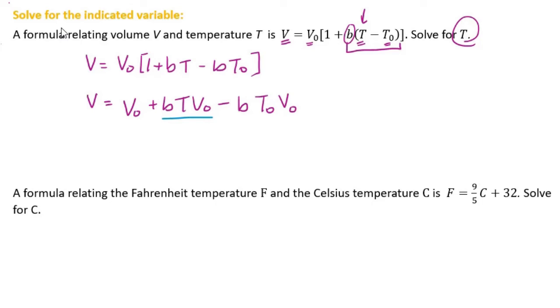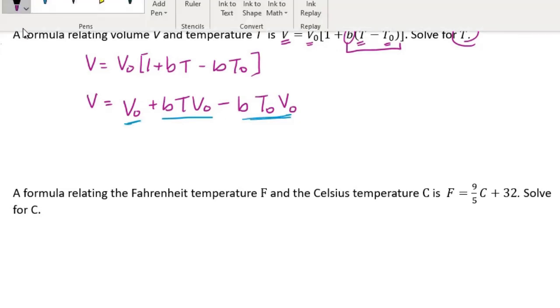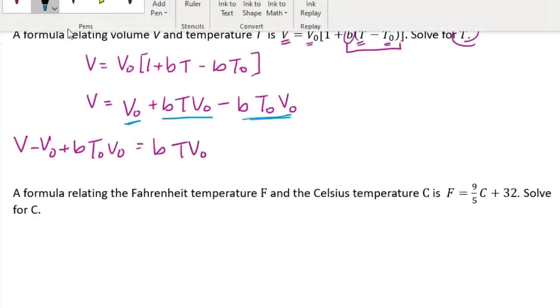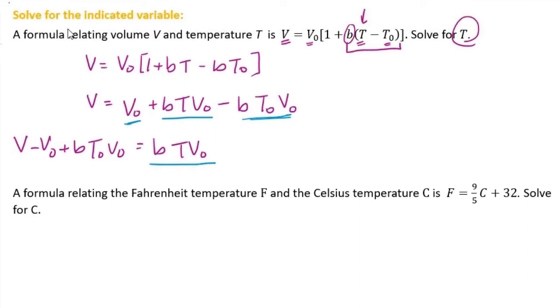So I'll do that by subtracting V naught from both sides to move the V naught over, and by adding B, T naught, V naught to both sides. So we have V minus V naught plus B T naught V naught is equal to B times T times V naught. So the only remaining problem to isolating the T is that it's being multiplied by B and V naught. So I'm going to divide by B and by V naught. Of course, I have to do the same thing to both sides.